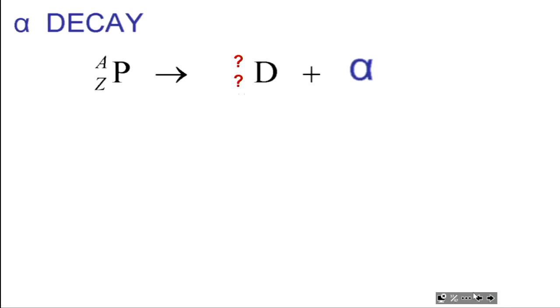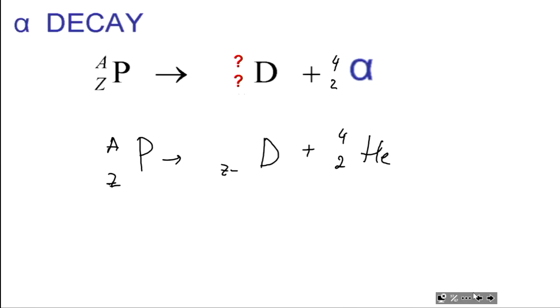Alpha decay. What is it? Well, we know that by definition, alpha represents the nucleus of a helium. So if you want to balance out the reaction, this dotted particle, we can write a helium: it should have a charge 2 less than the initial, and it should have the atomic mass number 4 less than the initial.